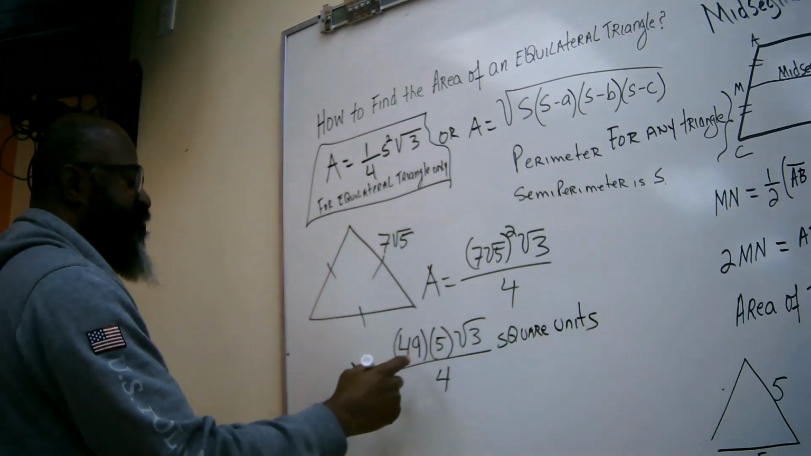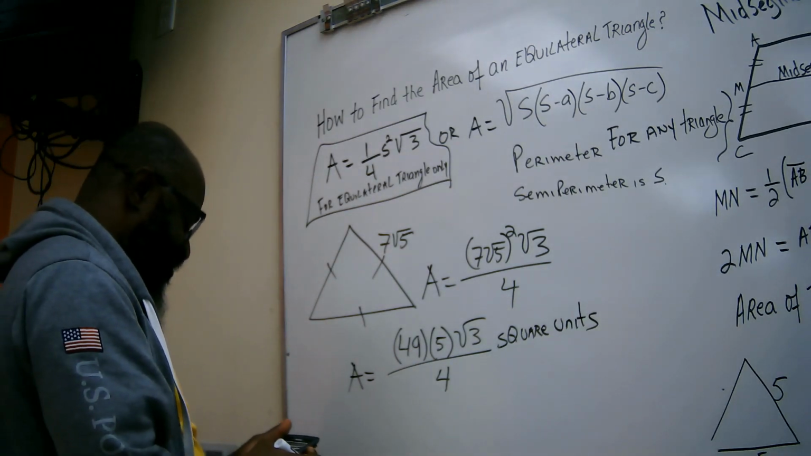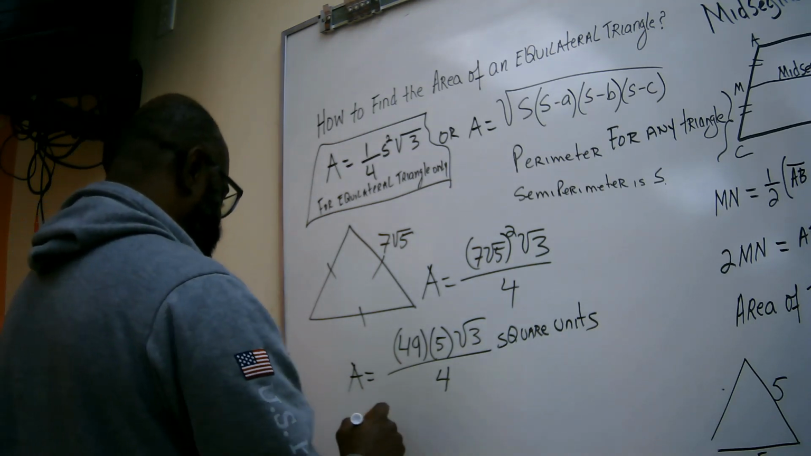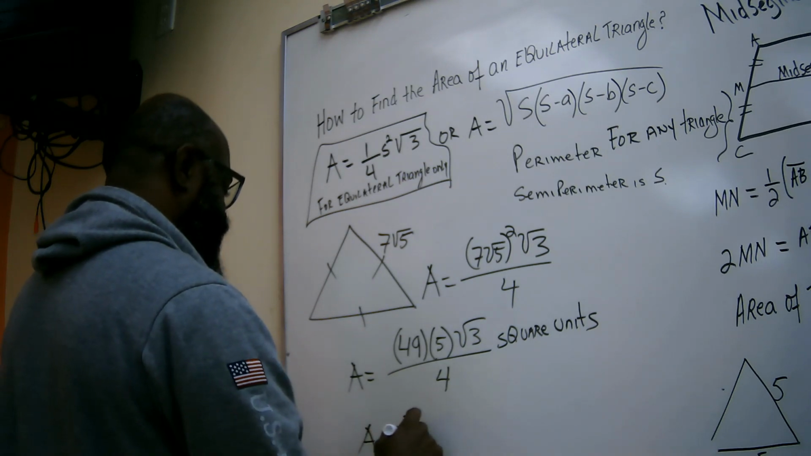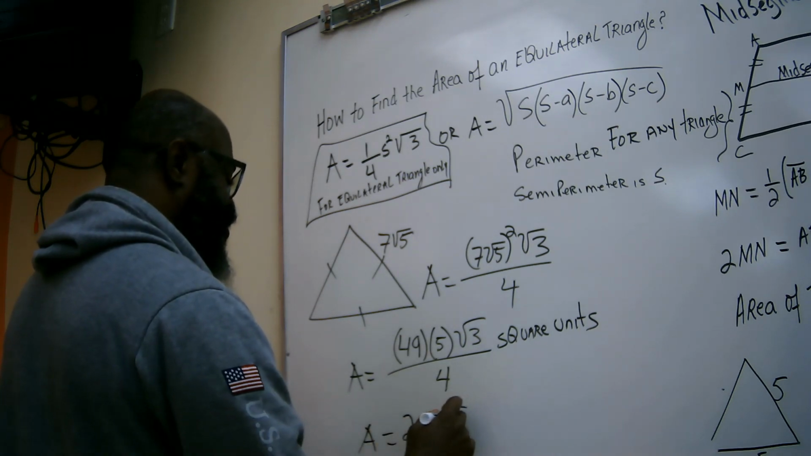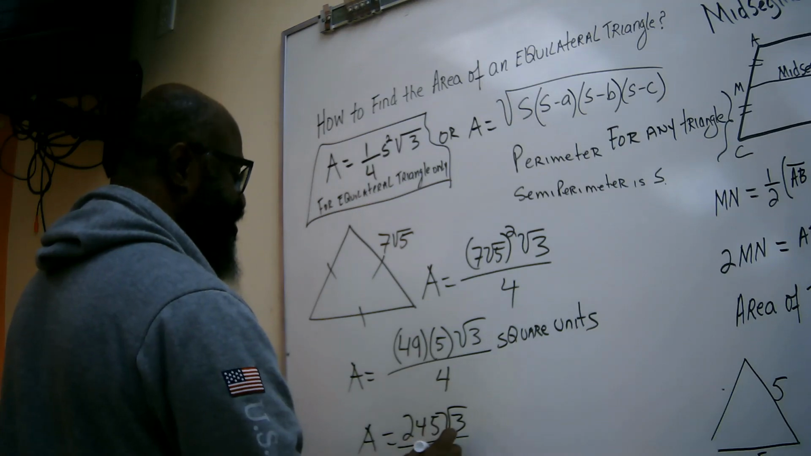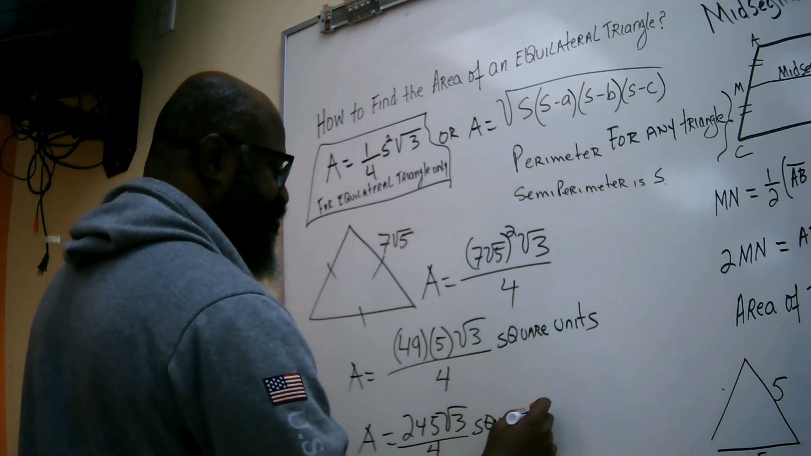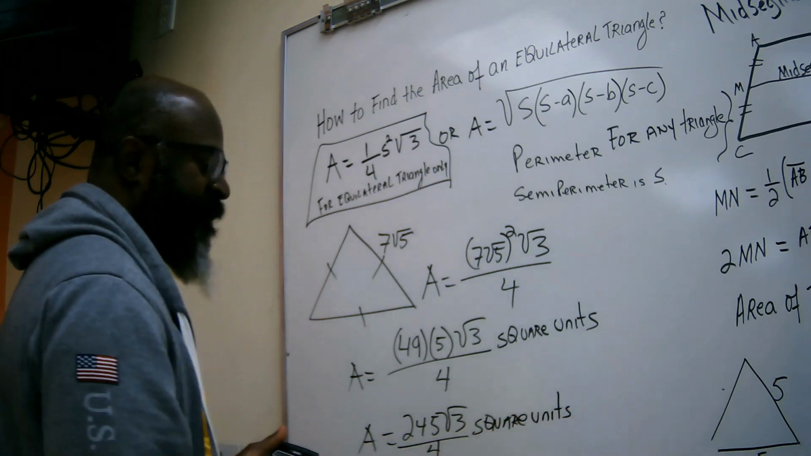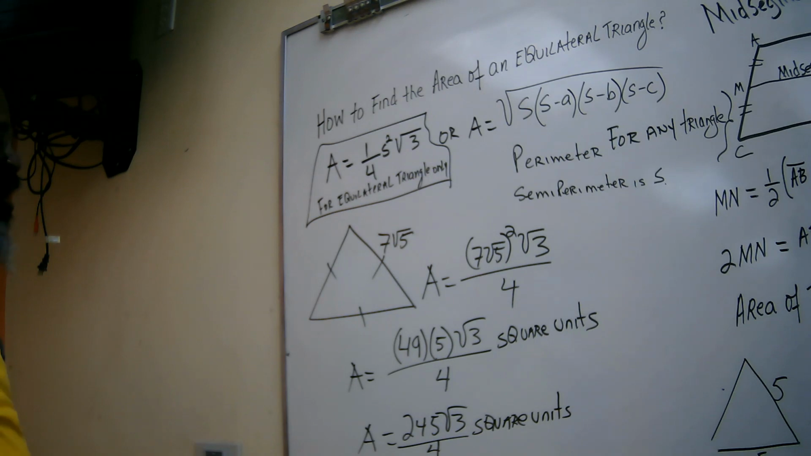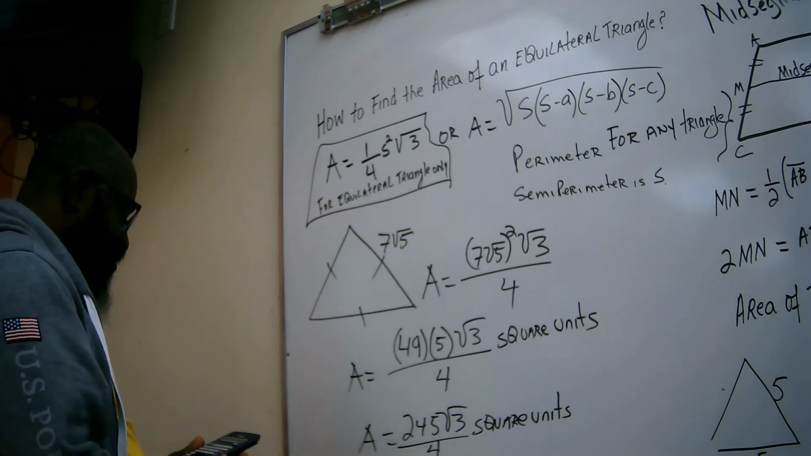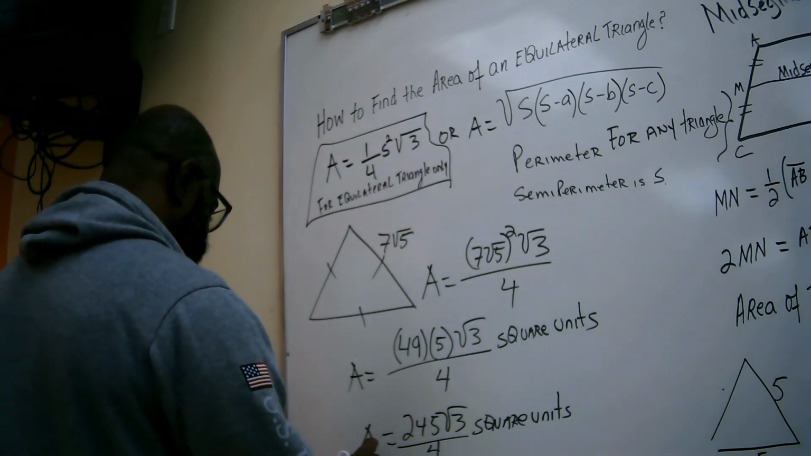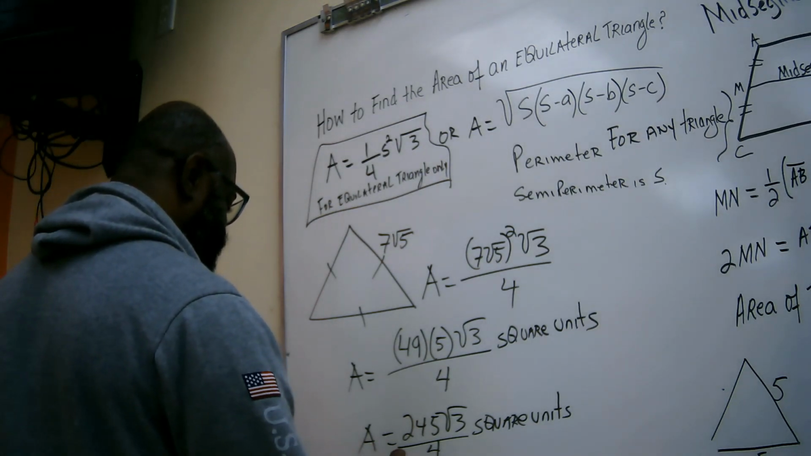In this case, we'll have 49 times 5, which gives you 245 root of 3 over 4. This is the best answer unless you change that to decimals. You cannot change that to a decimal directly. You divide this by 4, that's going to give about 61.25, 61 and a quarter.